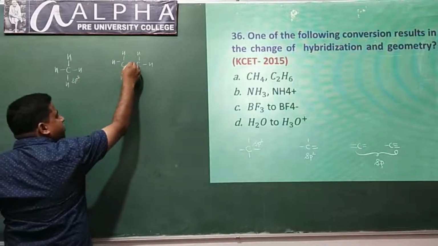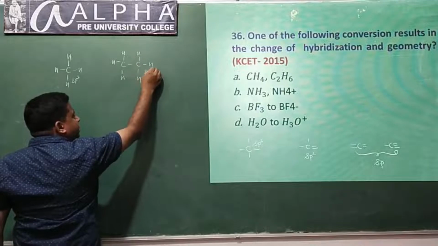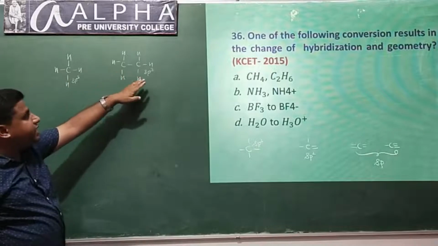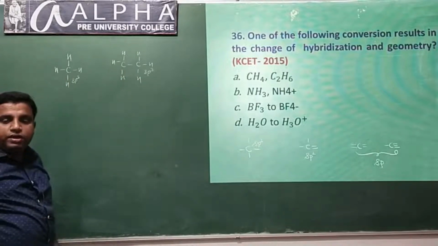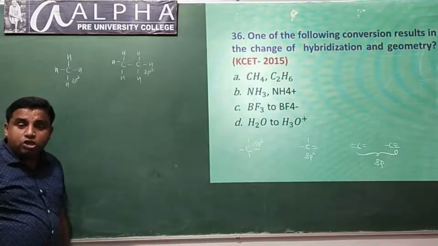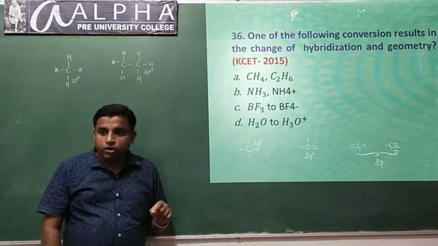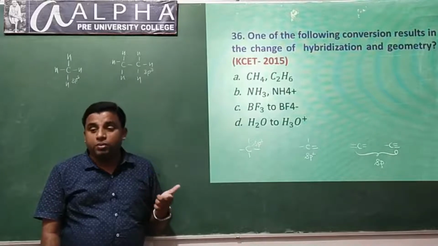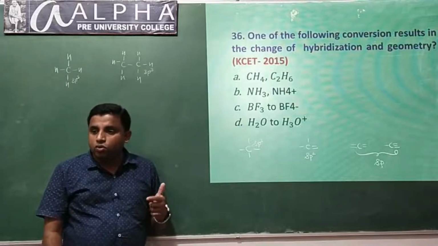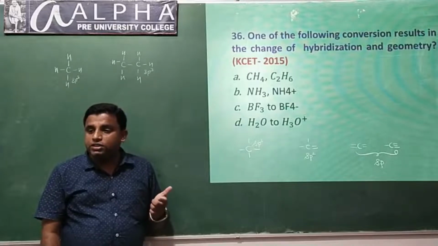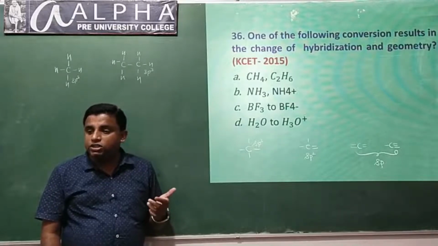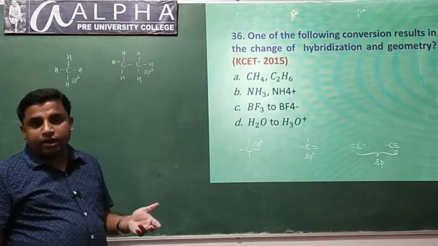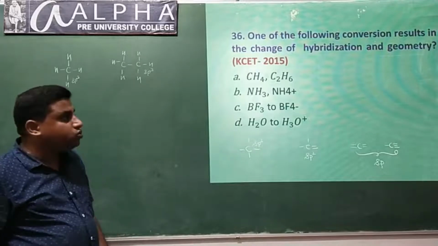Here also carbon is surrounded only by single bonds, that means it is also sp3 hybridization. So if I convert methane to ethane, is there any change in hybridization? No, there is no change in hybridization. The question is, one of the following conversions results in the change of hybridization and the change of geometry. Geometry means, is it regular geometry or irregular geometry? Now let us go with the next one.